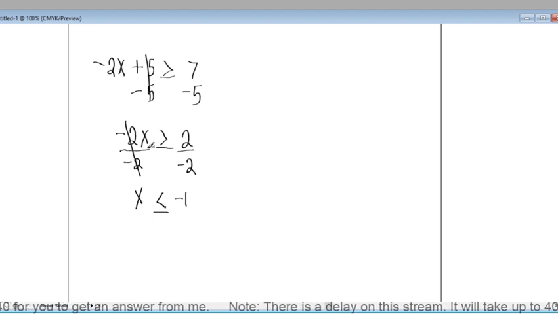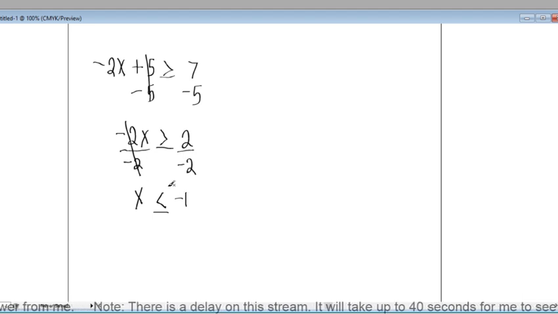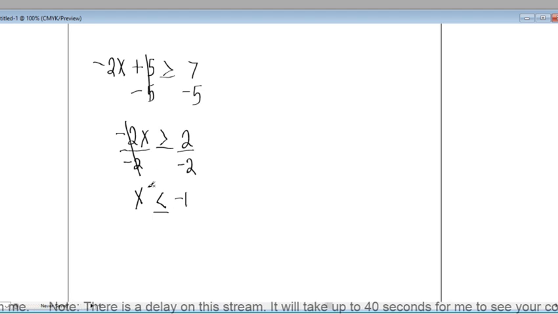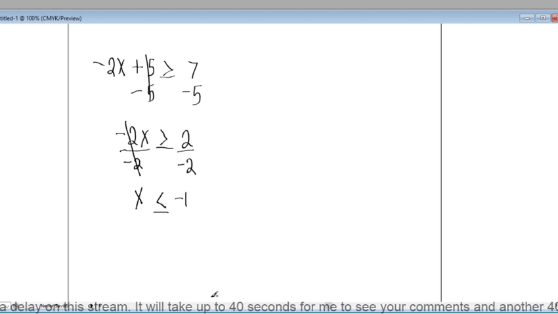So this started out as this side being bigger and this side being smaller. But when we divide by a negative number on both sides like this, it makes this side now smaller and this side now bigger. That is the one big place that inequalities are different in solving them from equations.